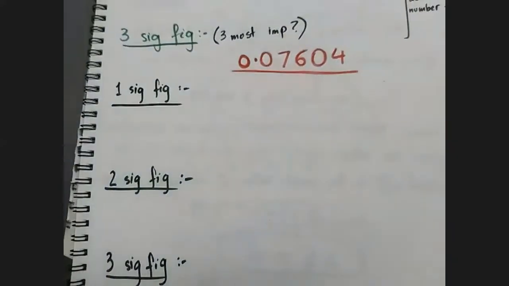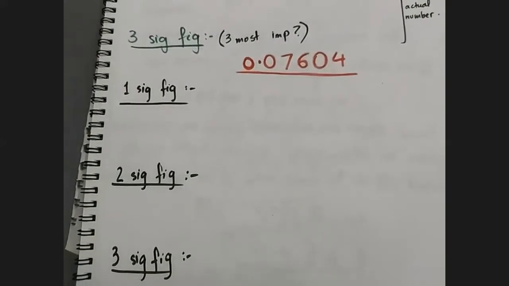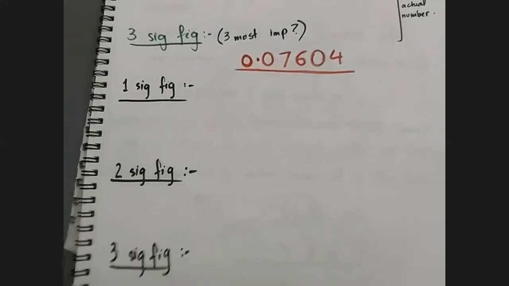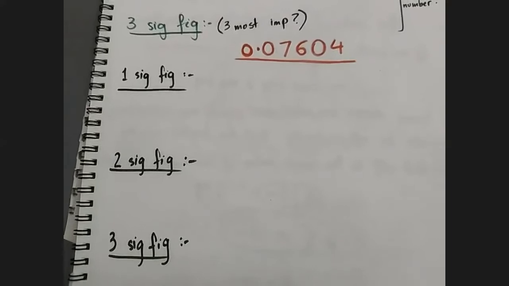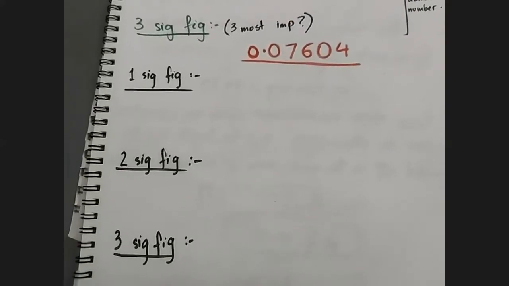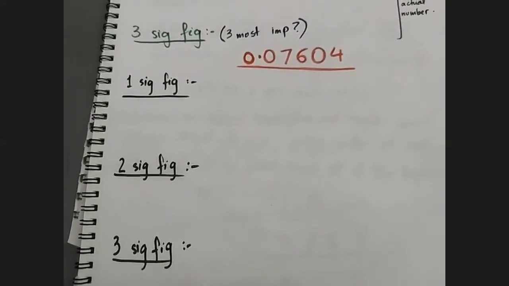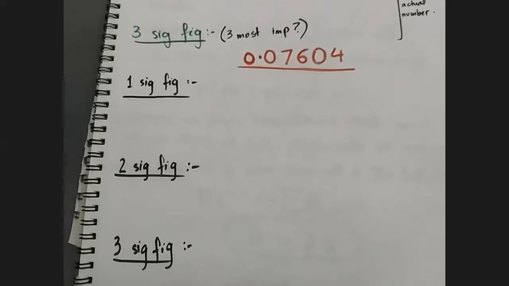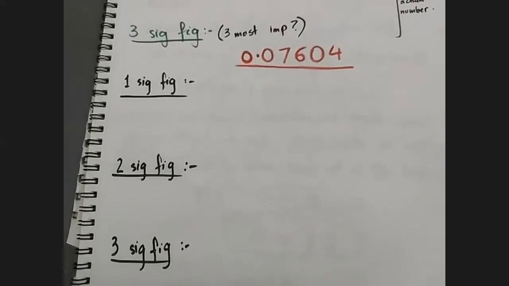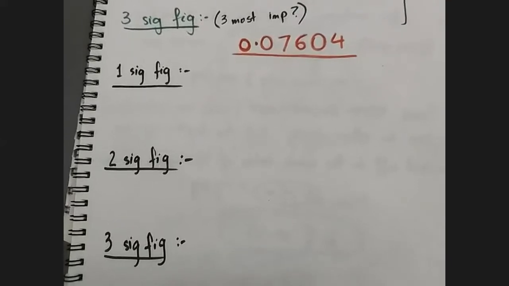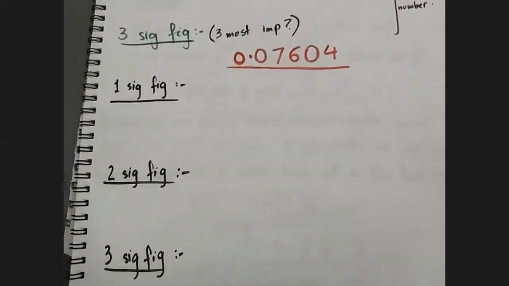So the answer will be 0. 0? Yes. That's it. 0.00000. No, beta. No.